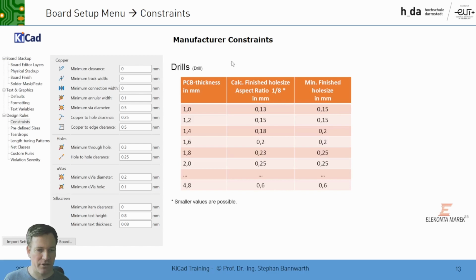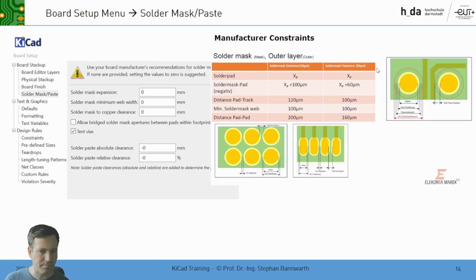Then we have the drill constraints. Depending on the PCB thickness, you will be allowed to have different minimum hole diameters. This is based on the so-called aspect ratio of 1/8, so 1/8 of the PCB thickness gives you the minimum hole size in millimeters. Good, so this is also basic information you get from your manufacturer.